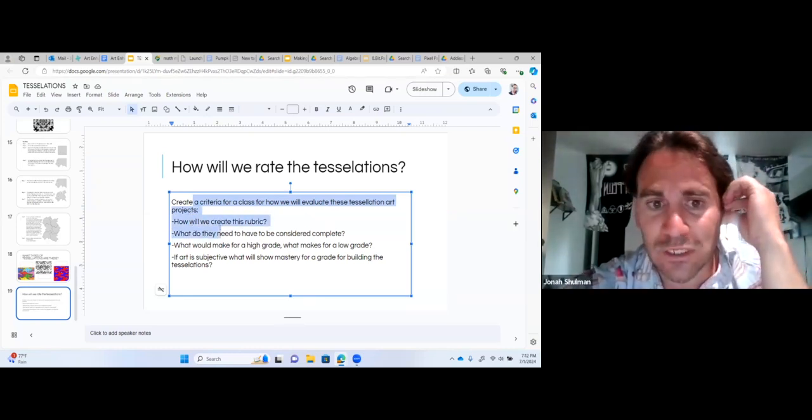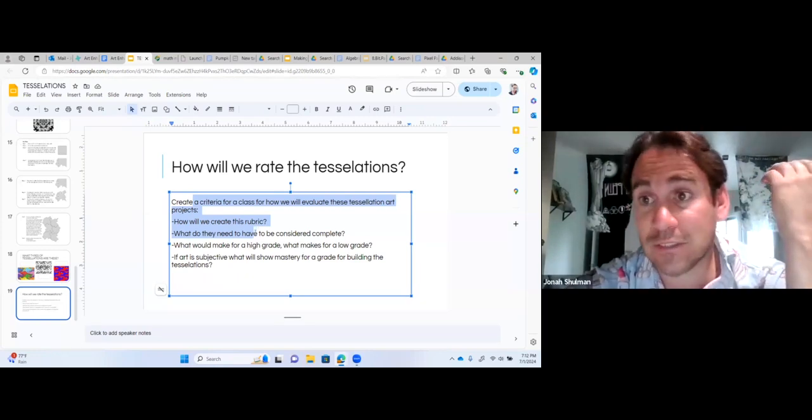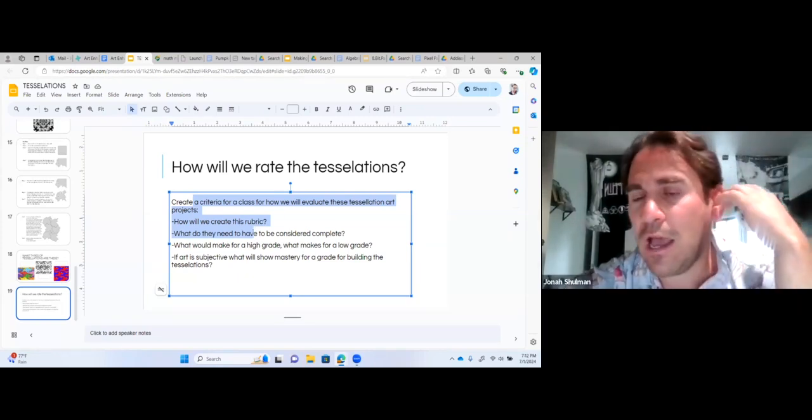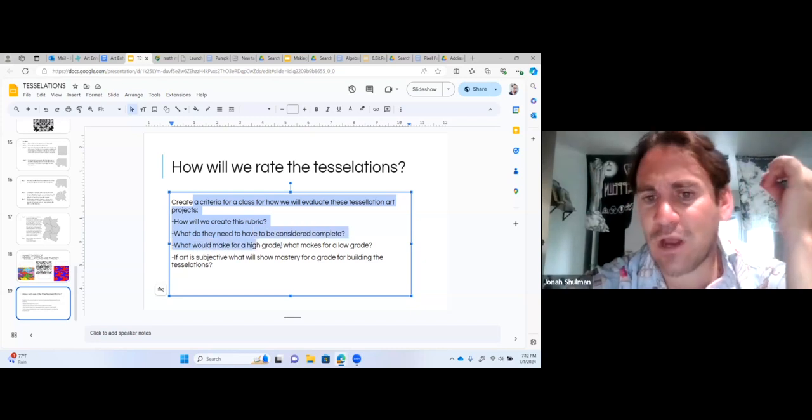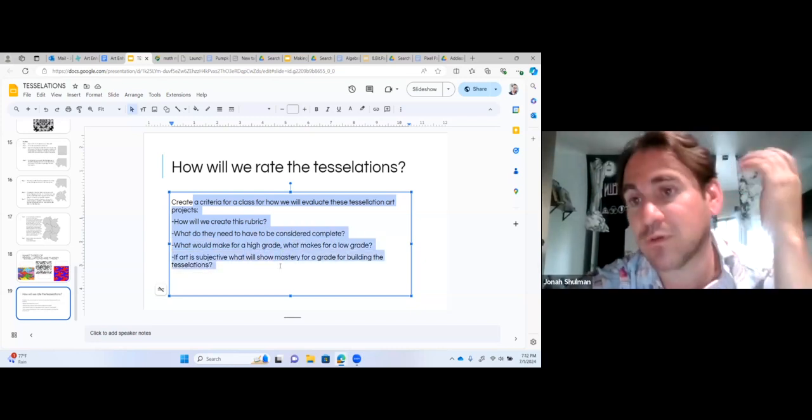How will we create the rubric? What do they need to be considered to be complete? So what would a completed tessellation look like? How much design did they have? What would make for a high grade, a low grade? If art is subjective, what will show mastery for a grade of building tessellation?